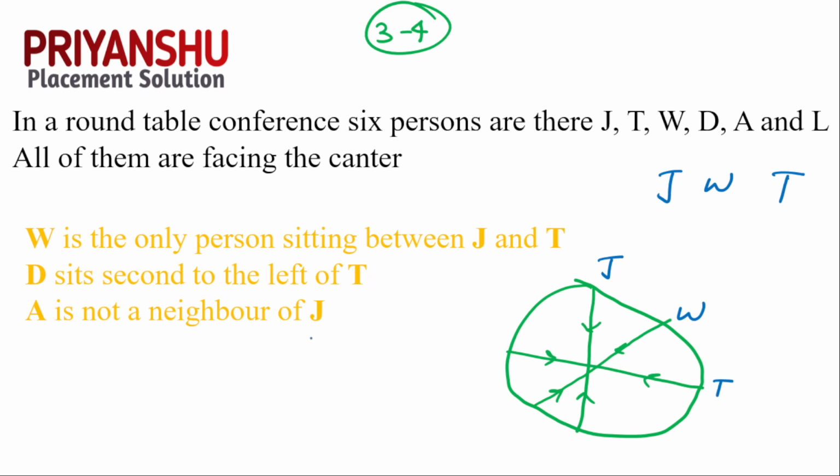Left of T is D. Second left of T, so one, two, D is sitting here, guys, right. A is not a neighbor of J, so A is coming directly here. Which one is remaining? Only L is remaining, guys, right. So L is sitting here.